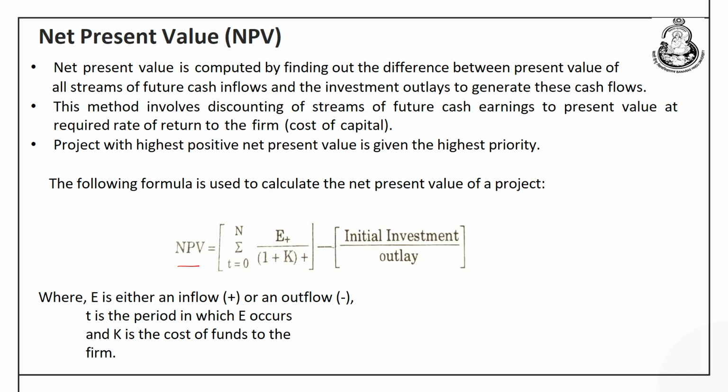Here in the formula we can see the E represents the numerator, the cash inflow, or this can also be the cash outflow. The T is the time period in which the cash flows are being generated, and K is nothing but the cost of capital which is used for discounting the future cash flows.